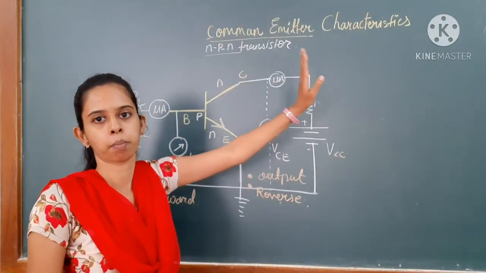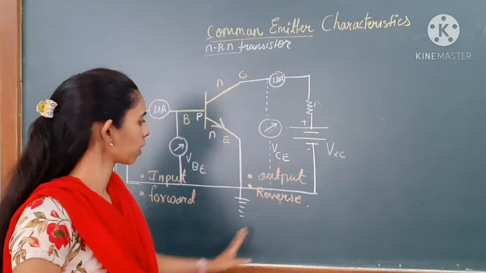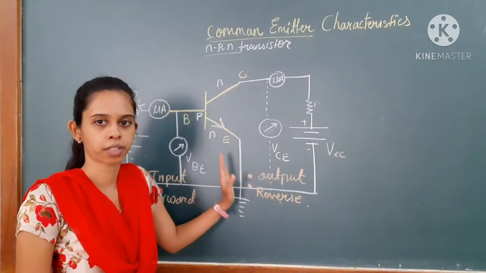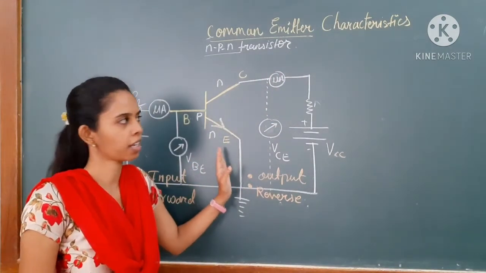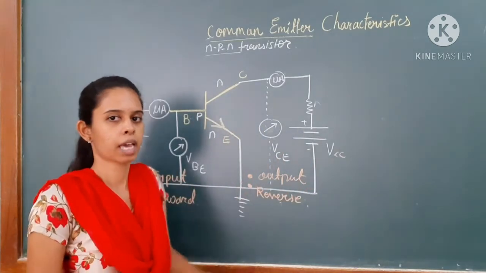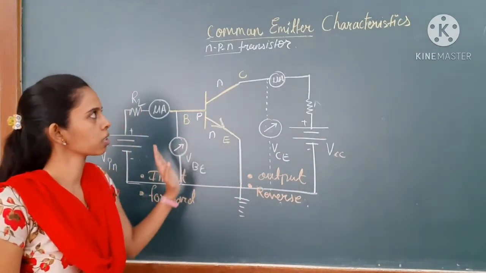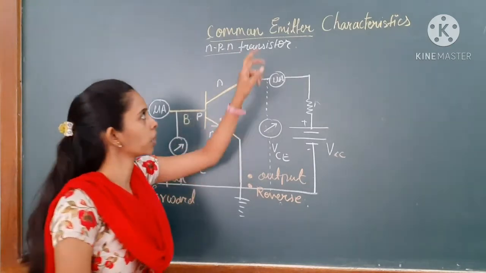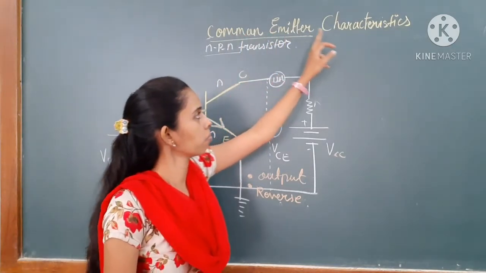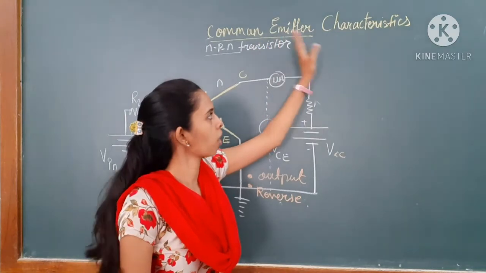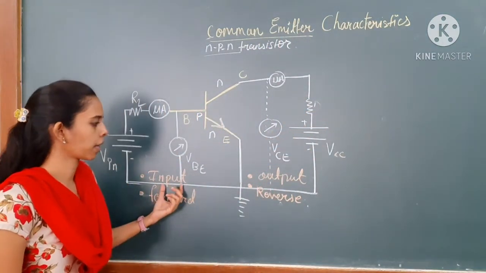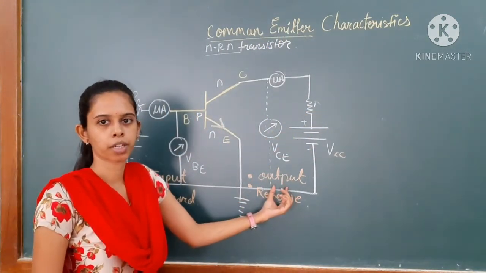Transistor as an amplifier. As you can see, I have kept this diagram the same, because this diagram is what we are going to use as an amplifier. There is no change in the diagram, since in the last video we saw the common emitter characteristics. In this common emitter we have seen the input characteristics and the output characteristics.